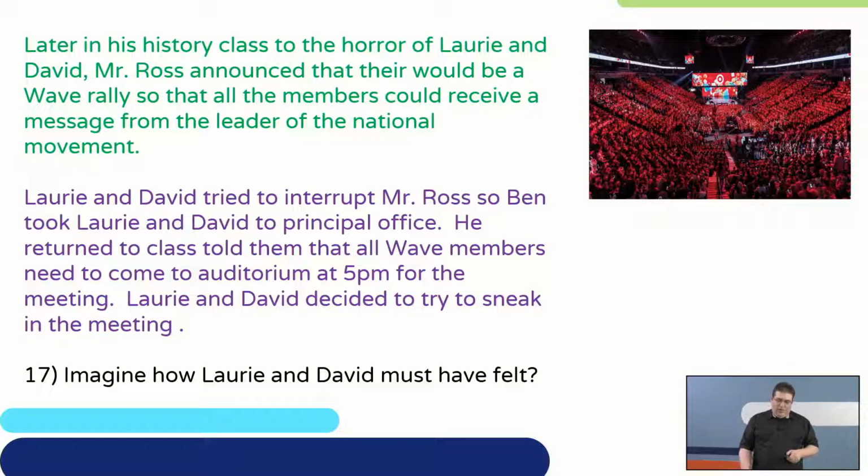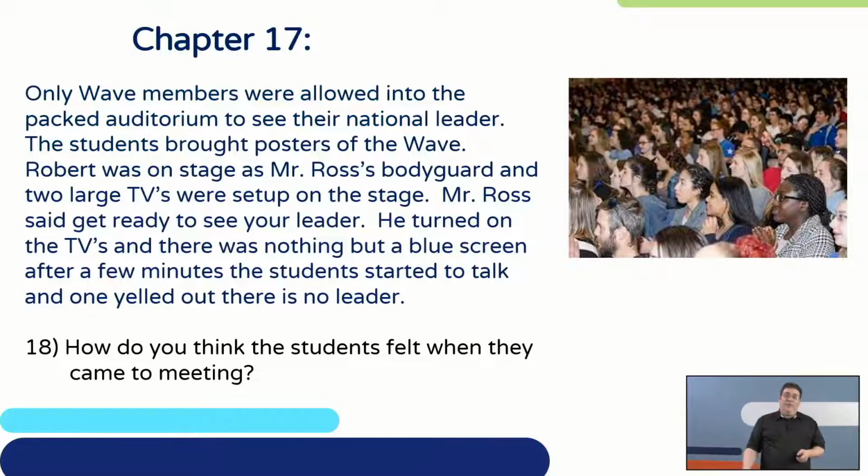17. Imagine how Lori and David must have felt. They must have felt so stupid to trust Mr. Ross, right? Now, he told them he would end the wave, and now he's telling them that the wave is even bigger than the school and that he's going to have the students meet the national leader. They must have felt betrayed. Let's continue. Chapter 17, our last chapter.